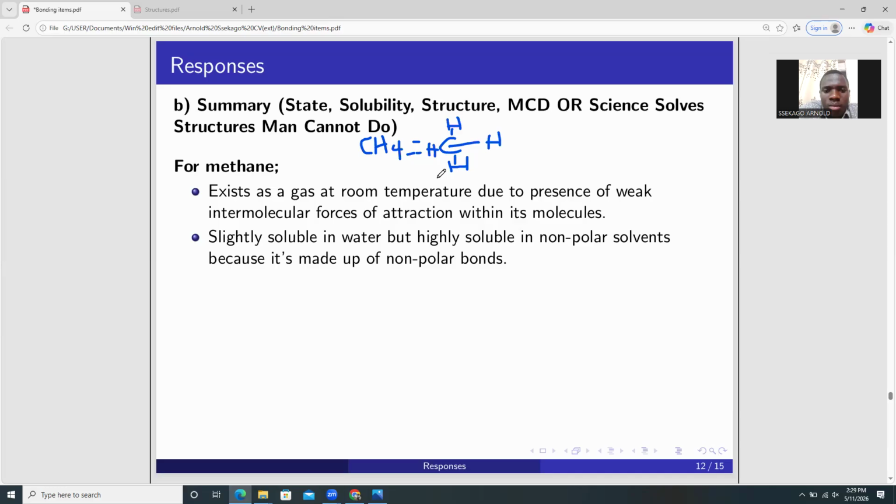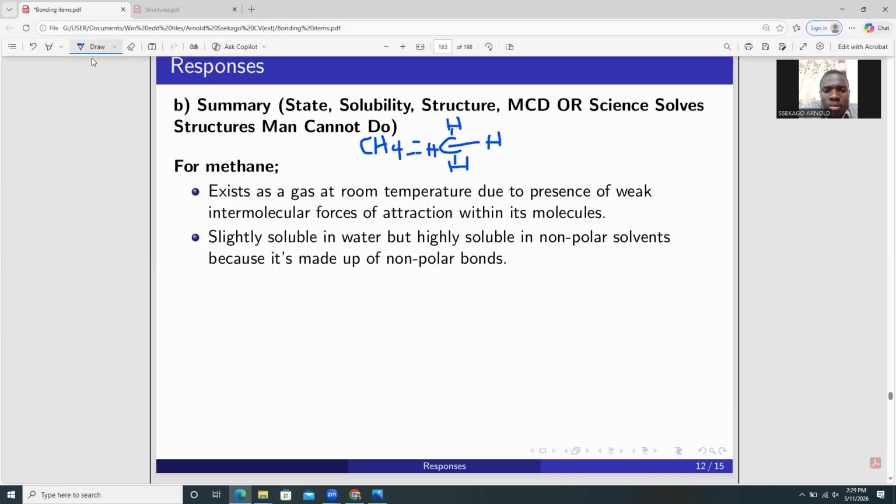That's why we say that it is non-polar. Those non-polar bonds bind strongly with non-polar solvents. Then what is the other property?